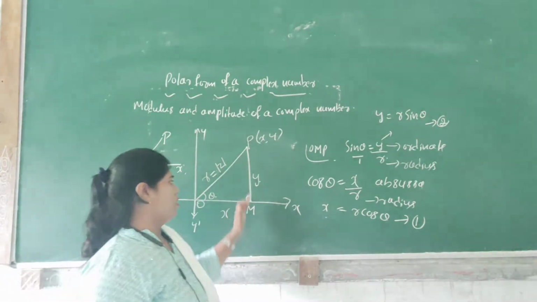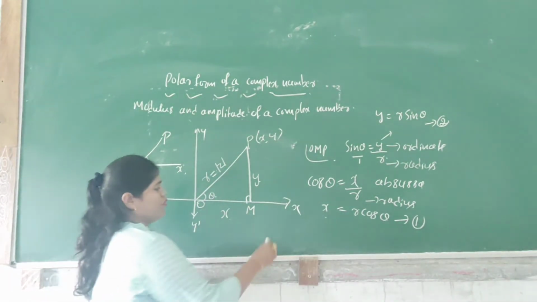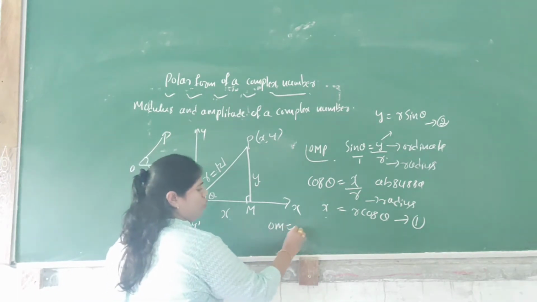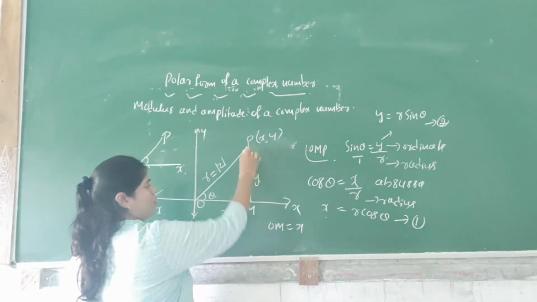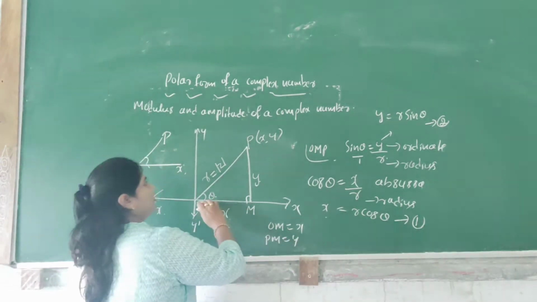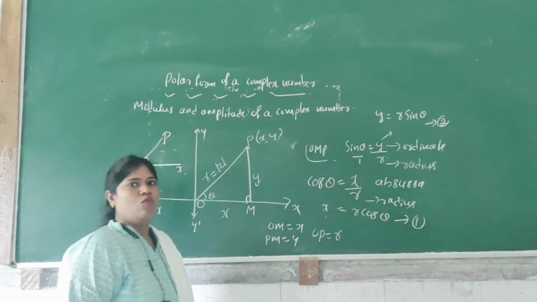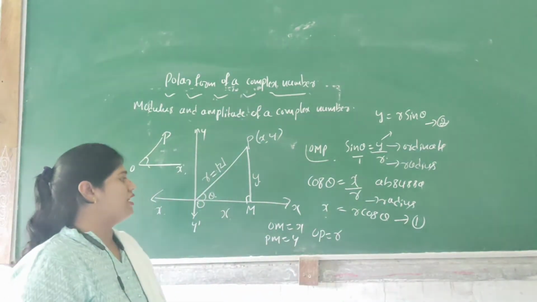So PM is perpendicular to OX, the x-axis. OM is equal to x, PM is equal to y, and OP is equal to r, the radius.